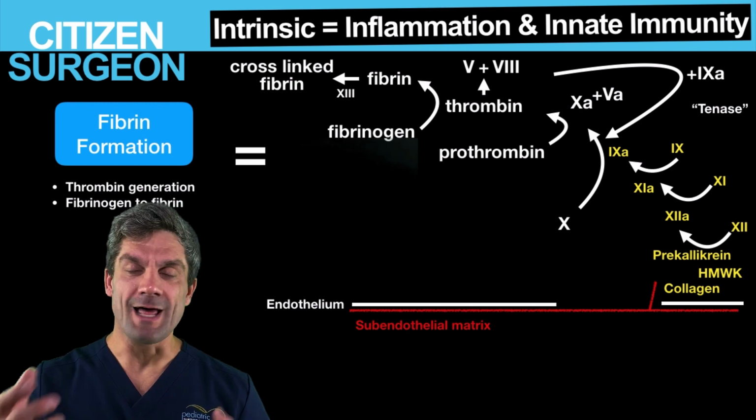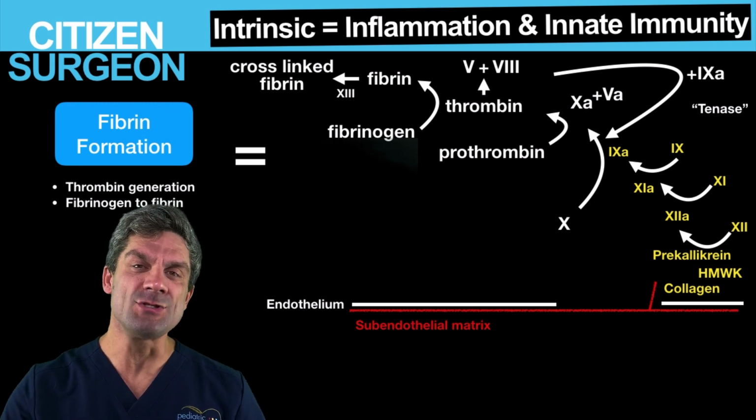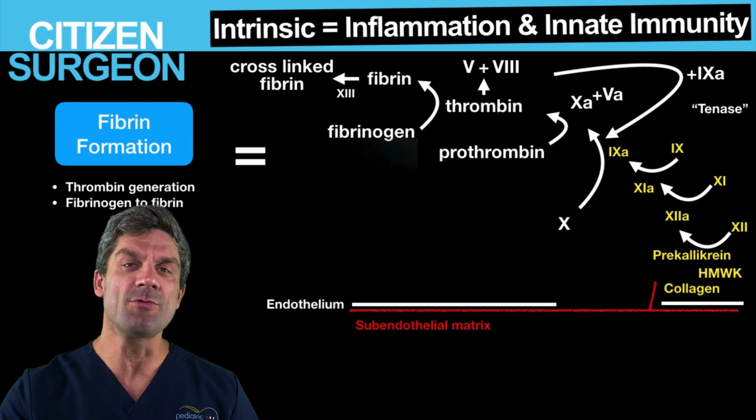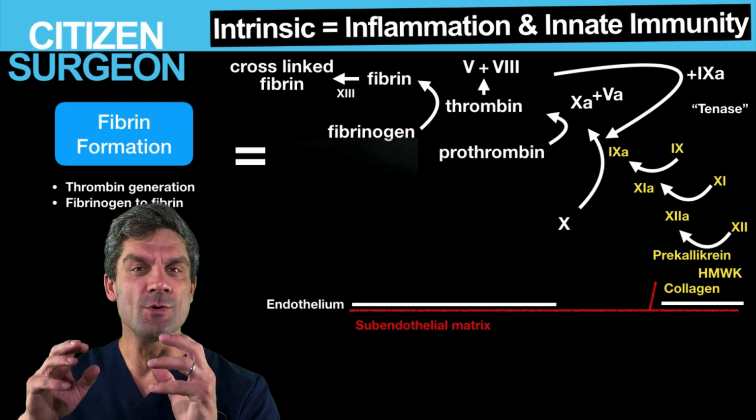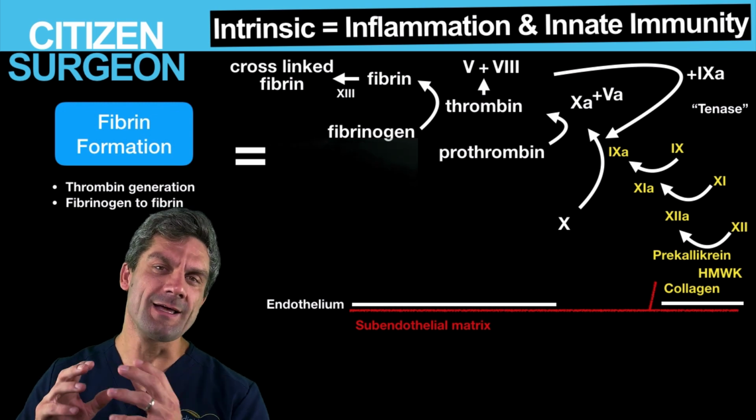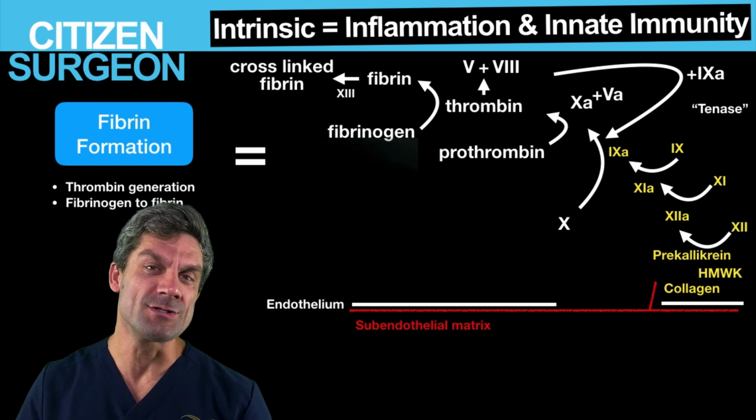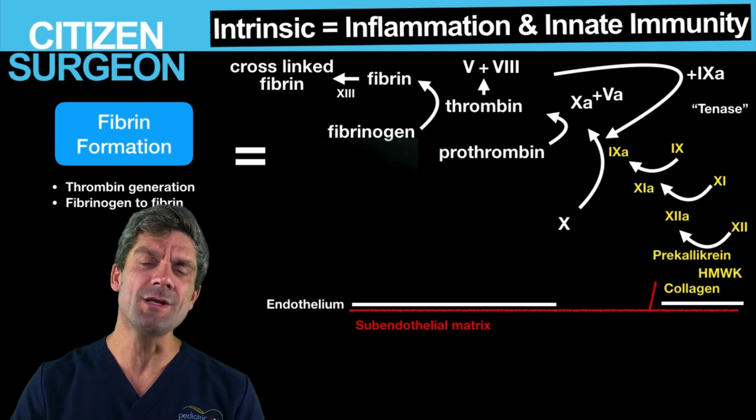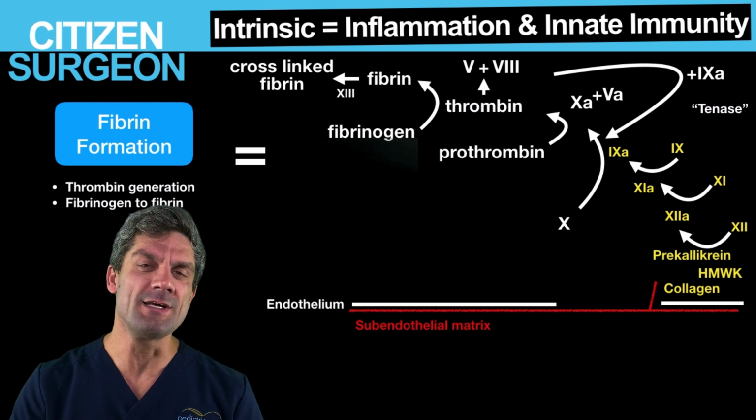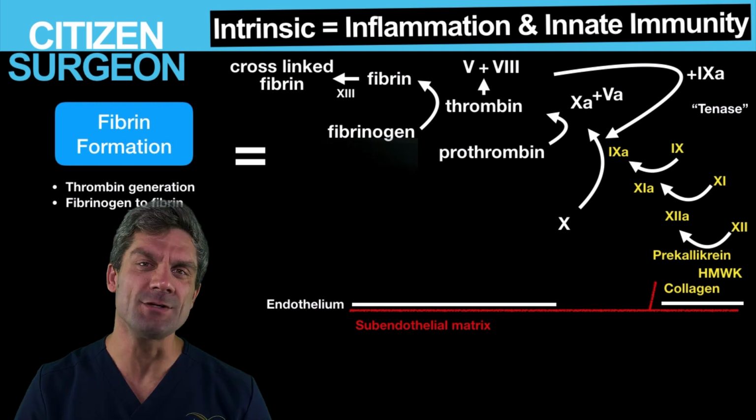So there's a lot of stuff going on, but once you understand these two main differences, extrinsic going through factor 7 right to 10A, and the intrinsic going through collagen exposure, those kallikreins and factors 12, 11, 9, and then 10, you're going to be set for those MCQs that really try to trick you on these factors.